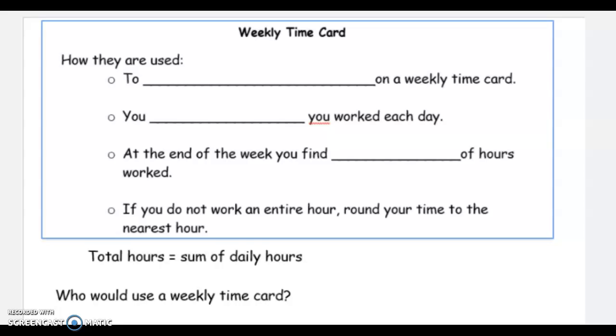Weekly time cards, how they are used to keep track of hours on a weekly time card. So pretty much if you're working hourly and you want to keep track, some of you may punch in on a computer at work or the register at work. You may have an actual card that you physically have to get punched. So they can do an electronic or a virtual weekly time card. Or you actually might write it out. Some people actually still write it out.